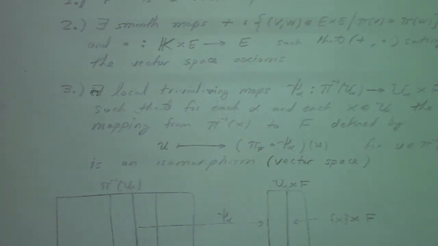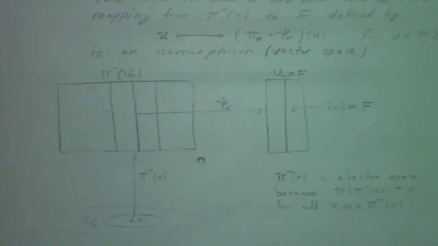The local trivializing maps, from the inverse image to the Cartesian product of U and F, are such that for each alpha and each x in U alpha, the mapping from pi inverse of x to F, defined by u maps to pi F, is an isomorphism of vector spaces. So this pi F means projection onto the fiber component. This is a two-thing, so pi F of (u, f) is just f. Let's look at the picture.